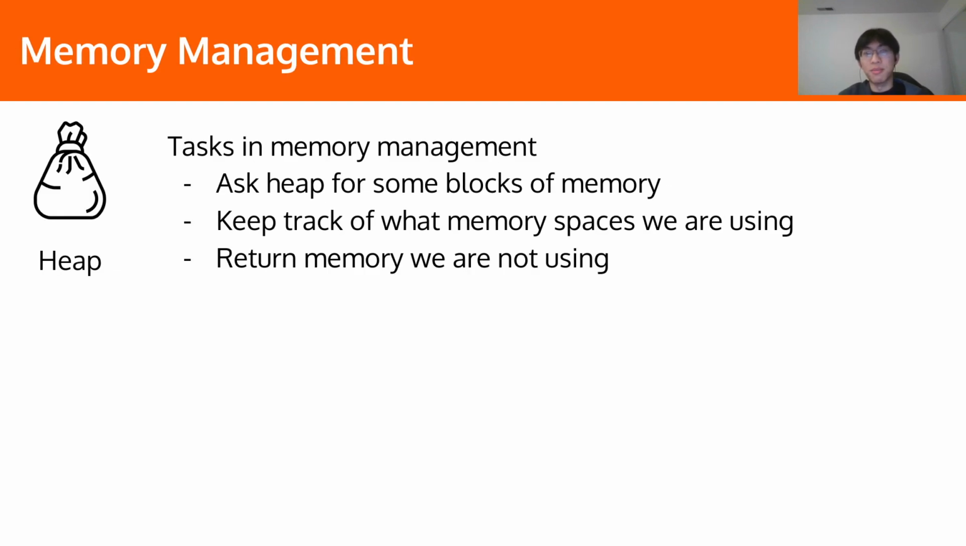So we can talk a little bit about memory management. What do we need to do in order to use heap memory successfully? One, we need to ask the heap for some blocks of memory. We need to keep track of which memory we're using. And then after we're done using it, we need to give it back to the computer, so that maybe other processes can use it, or we can use it to store other variables in the future.